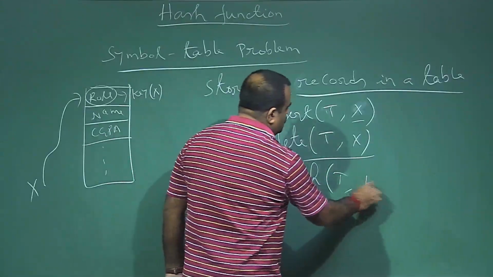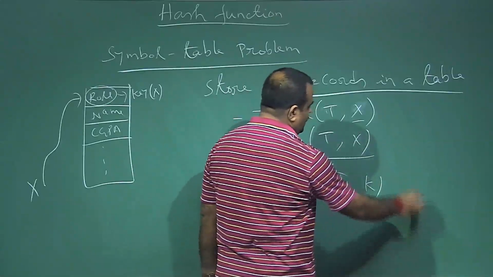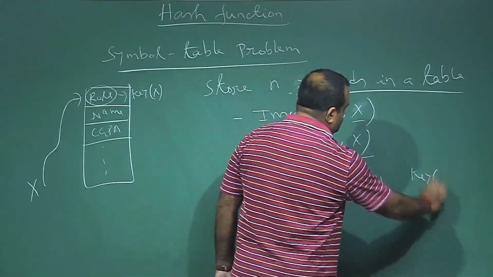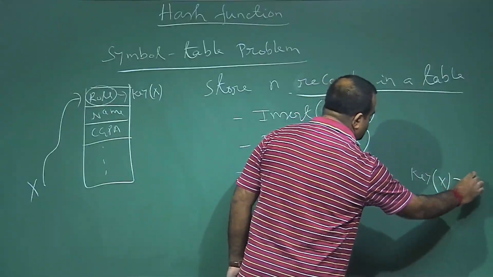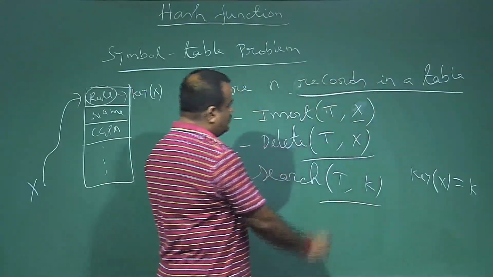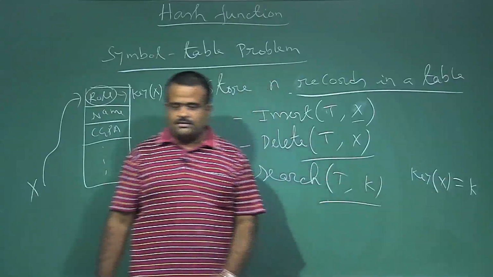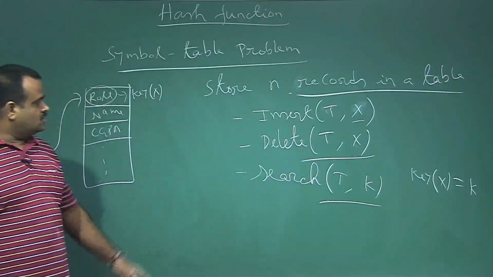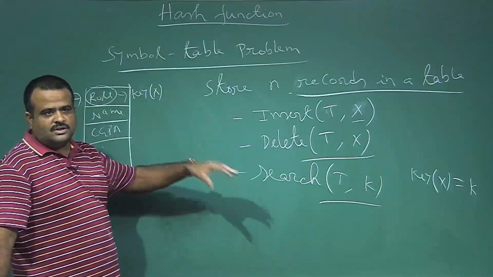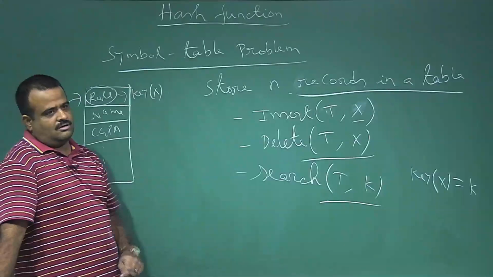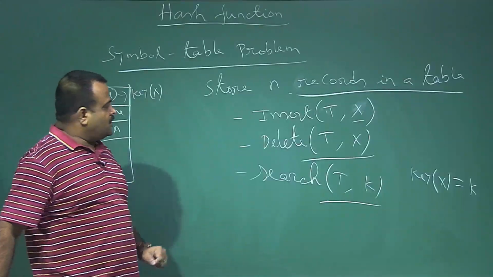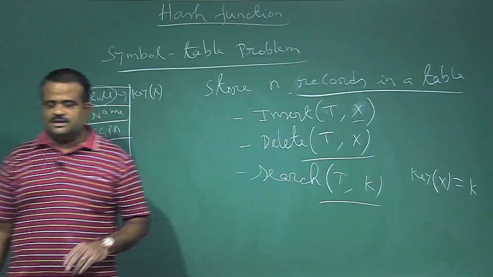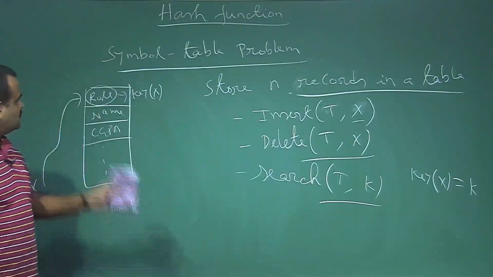So we give a key value k, and corresponding to that we should be able to get the record. So this is the search. We should be able to search whether that key value is there or not. So these are the operations we can do, and we need to have a data structure for this.